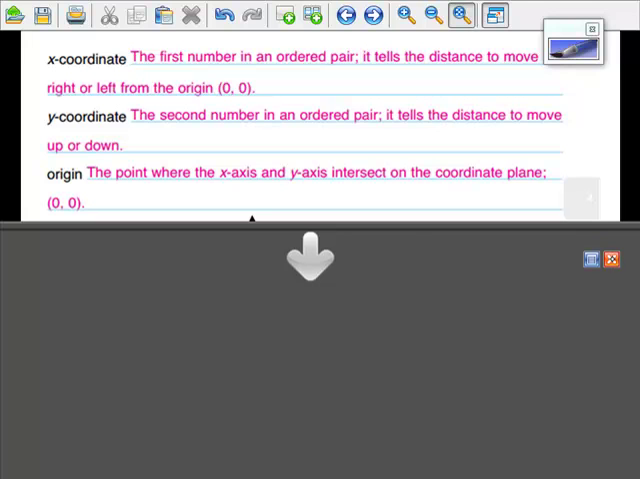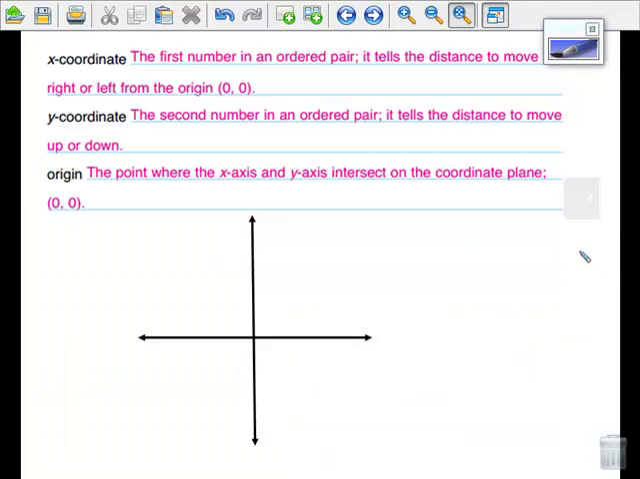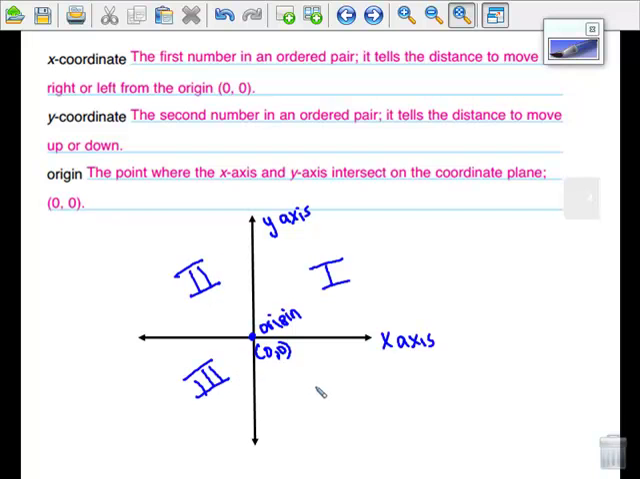If you need to pause or rewind, feel free to do so. I want you to go ahead and sketch out a coordinate plane, and we're going to label it. This is the x-axis, and here's the y-axis, and here is the origin. That's (0, 0). And the quadrants start up here in the upper right-hand corner and go counterclockwise. So quadrant 1, quadrant 2, 3, and 4. And the quadrants are labeled with Roman numerals.